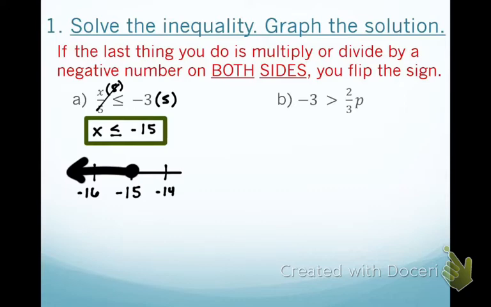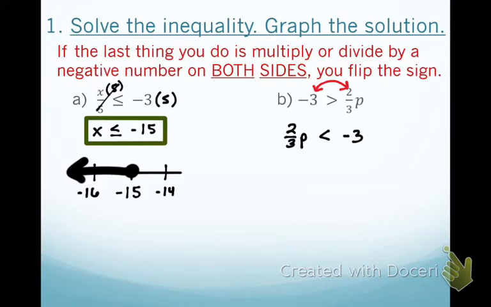Let's move on to the next one. Abby, there's something wrong with problem B. What's wrong with it before we ever get started? The variable is on the right side. It's not first. We always want that variable on the left side. So I want you guys to take your red pens and just draw a little arrow like this. That will help us to remember if the variable is on the right side, we need to switch it to being on the left. So now the 2/3 p will be on the left and the negative 3 will be on the right. If I flip the numbers, what do I need to do to my sign? You also have to flip the sign. Instead of greater than, now it will say less than.